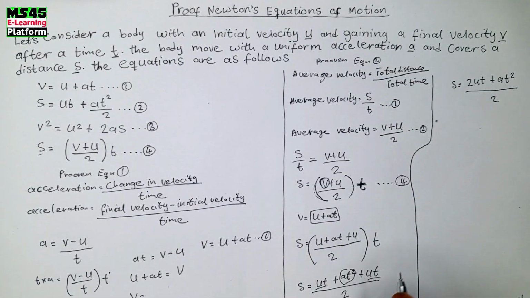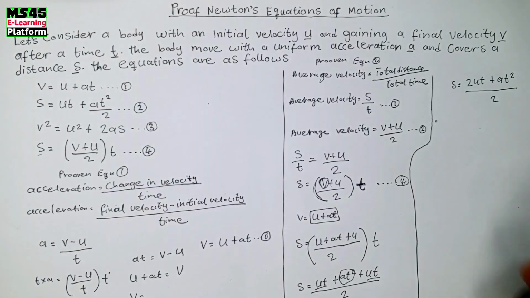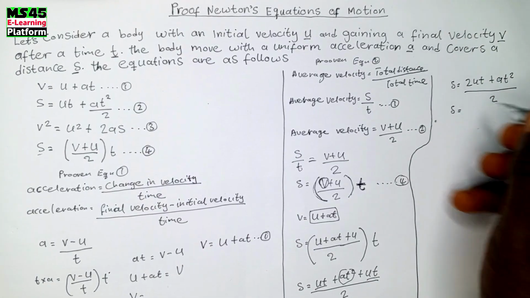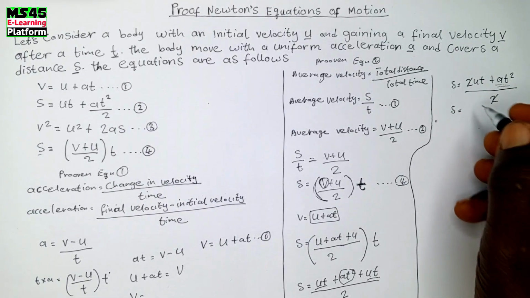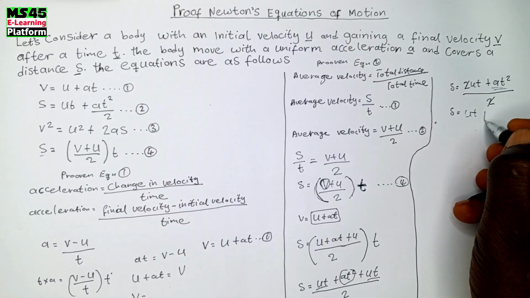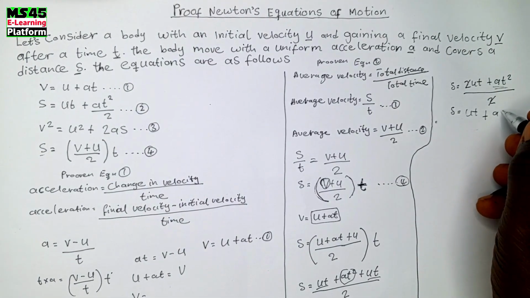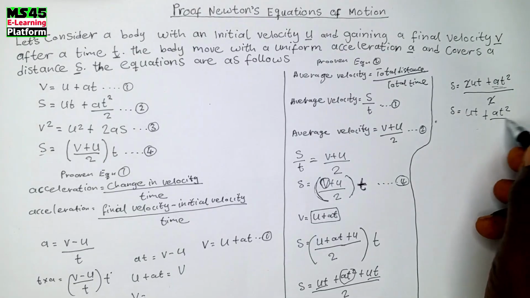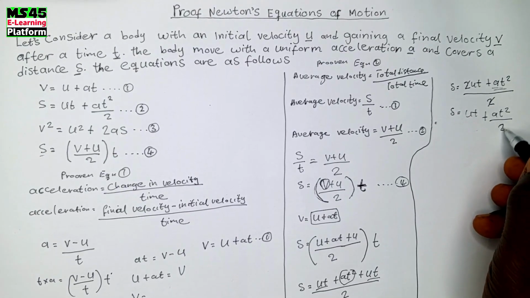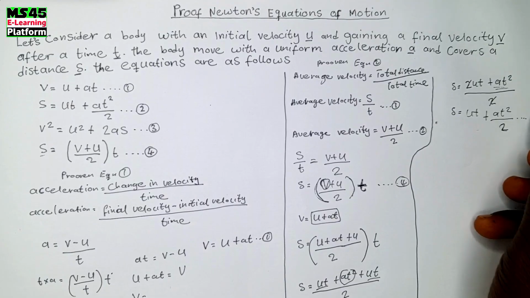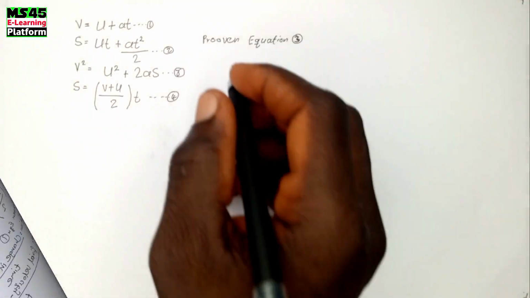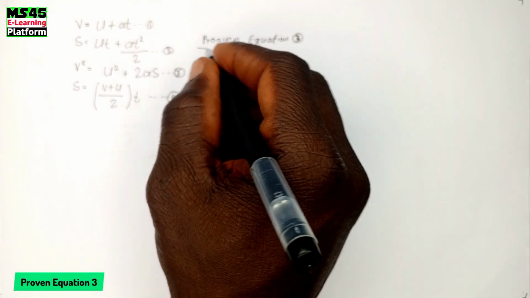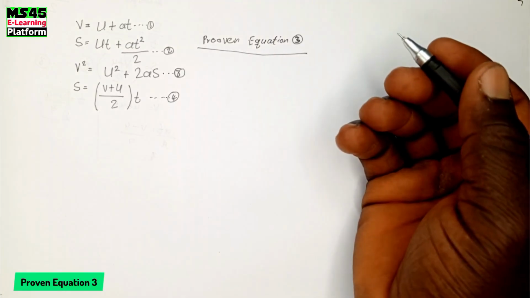See that we can still simplify things, right? Yes, so our S now will be, this one will cancel here, leaving this one, at squared. So it will be ut plus at squared all on the 2 here. Yes, so this one will become our equation 2. Alright, so let us prove equation 3 on a fresh page, right?